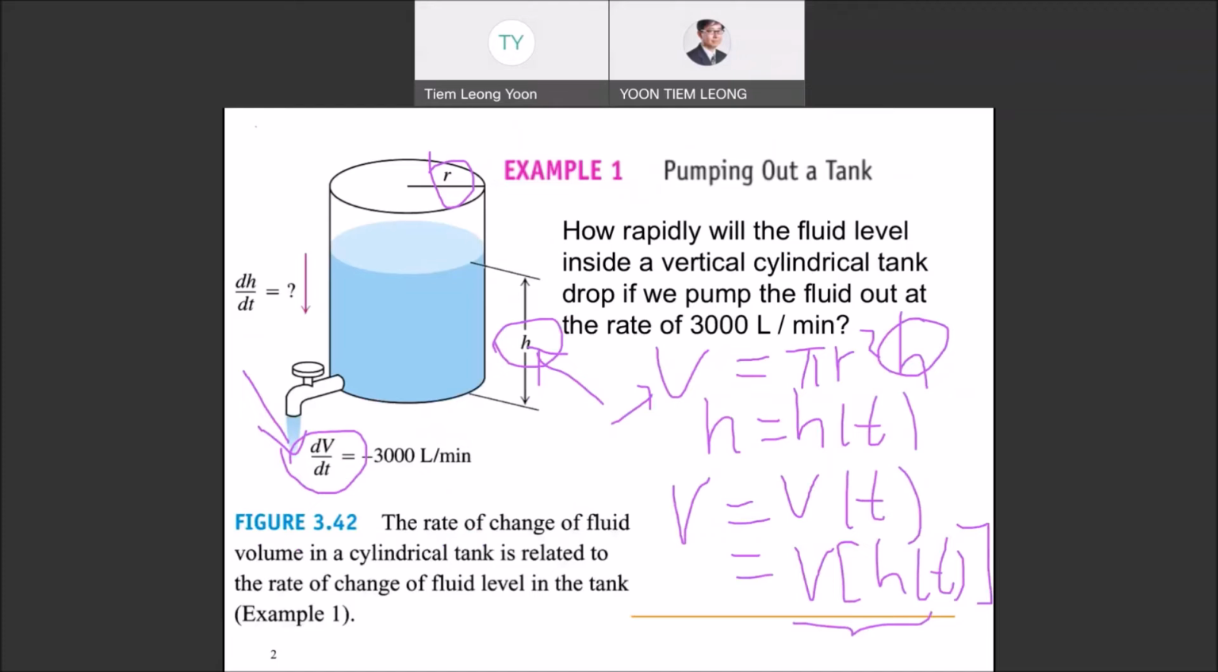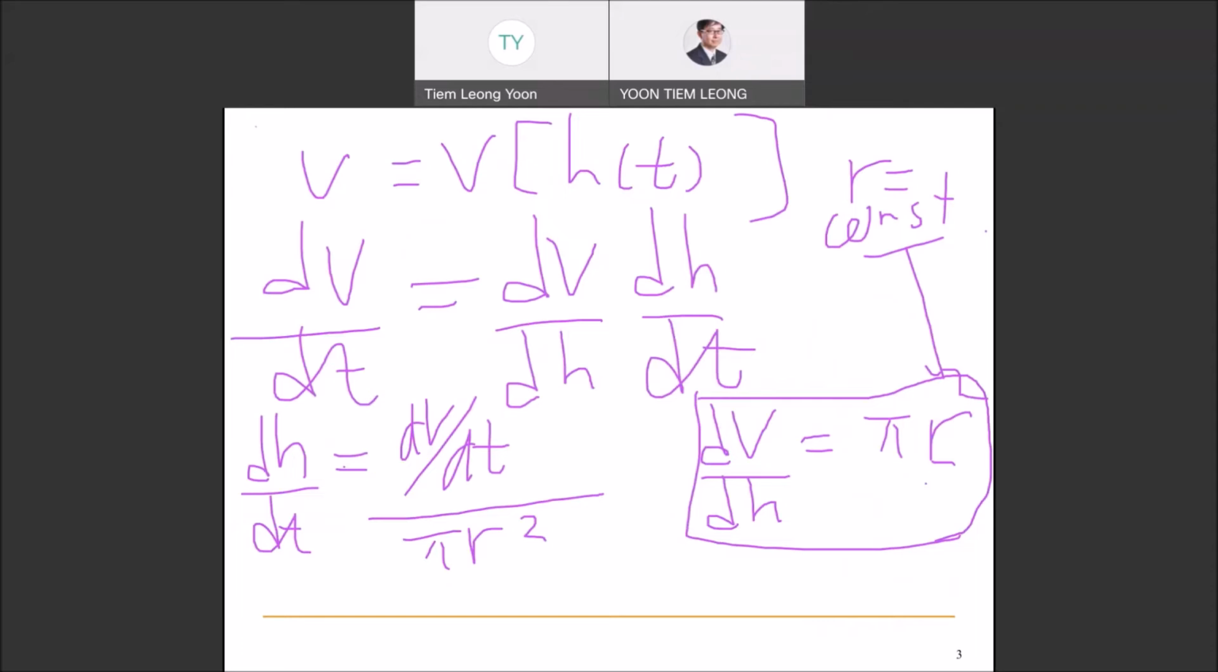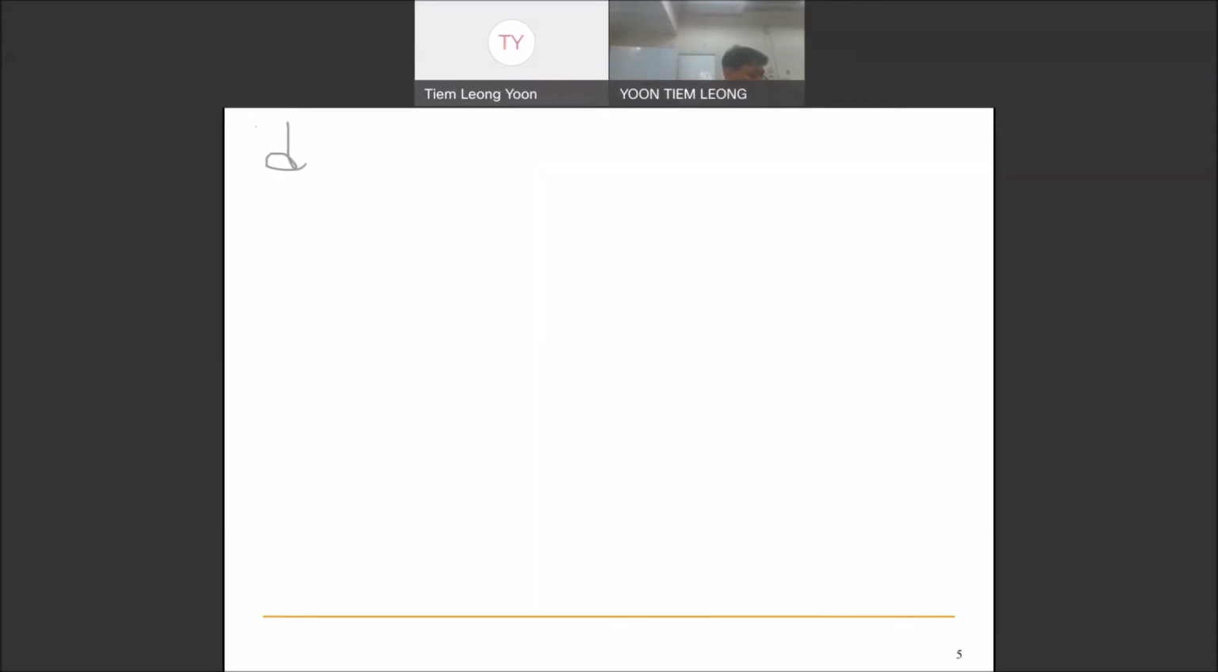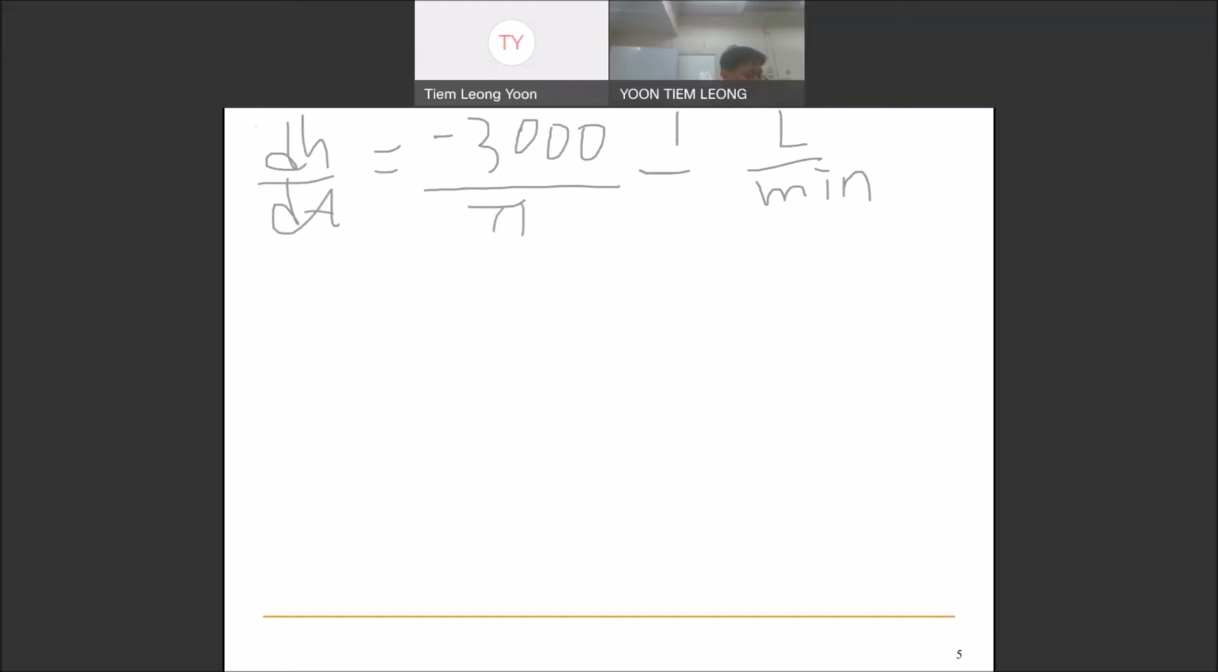So I'm just going to rewrite these equations in another slide, which will say now we have these expressions: dH/dt equals minus dV/dt, which is minus 3,000 liter per minute, divided by pi r squared. So the question now is, what is dH/dt? The value of r is not given. So we have to try to slot in the values of r equals 1 meter and r equals 10 meter and see what the answer is.